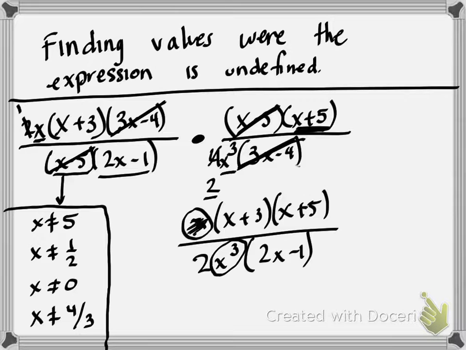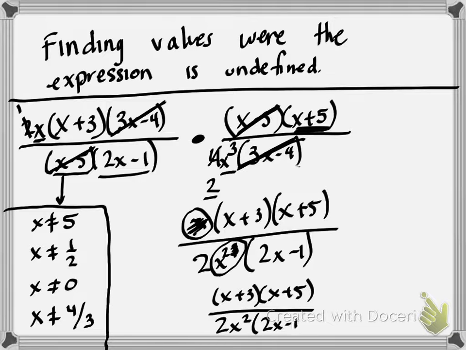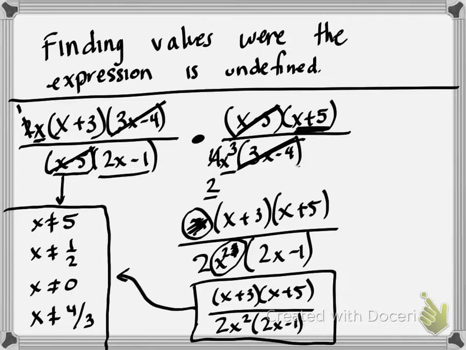So cross that x out, cross one of those out, that would leave us with 2. And so my final answer would be x plus 3, x plus 5, all over 2x squared, and then 2x minus 1. And that would be my final answer for that problem, along with all of those undefined values. The practice wants both. Wants all of these, and it wants you to write that down in the blank. Hope that helps.